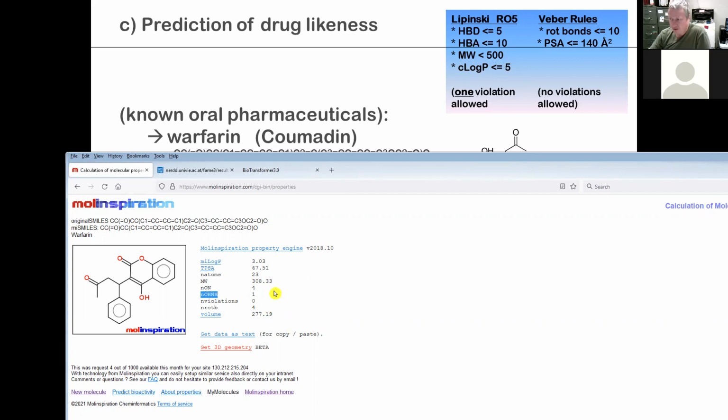These are the donors. There's 1. Okay, that is in compliance. And then it basically tells you there are no violations. Rotatable bonds is 4, which is definitely less than or equal to 10. And we basically say this is a drug-like molecule, which is nice, and it matches what we know about warfarin.